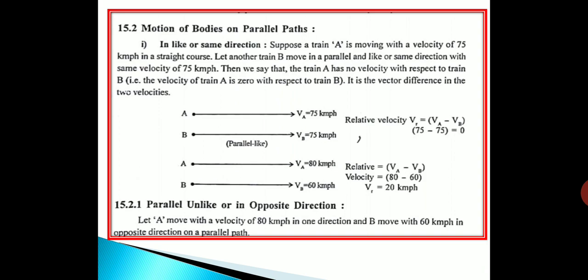Hence, now how will you calculate the relative velocity? As I told earlier, relative velocity is the difference between the velocities of the two bodies. So, relative velocity here in this case becomes Va minus Vb, that is 80 minus 60, which is 20 km per hour. So, what you have to understand is, you have to see the direction of motion and you have to subtract one velocity with respect to the other to get the relative velocity.